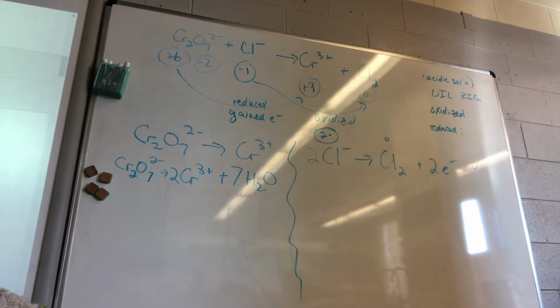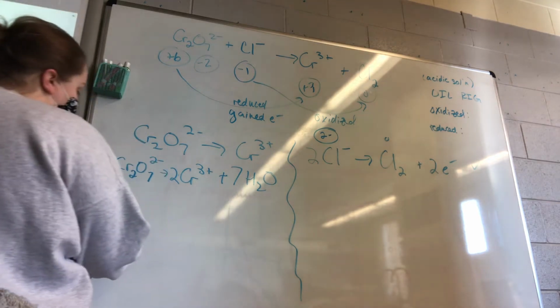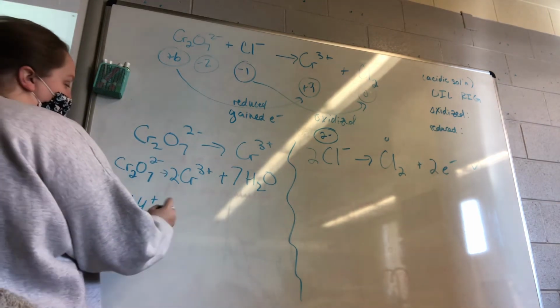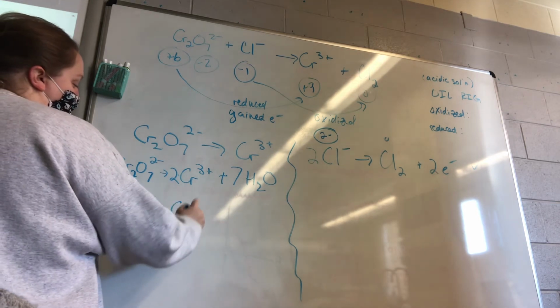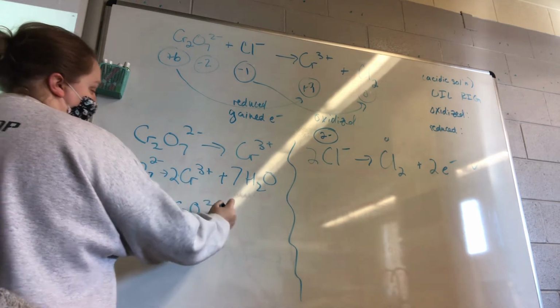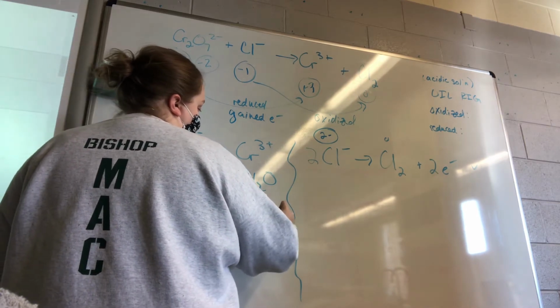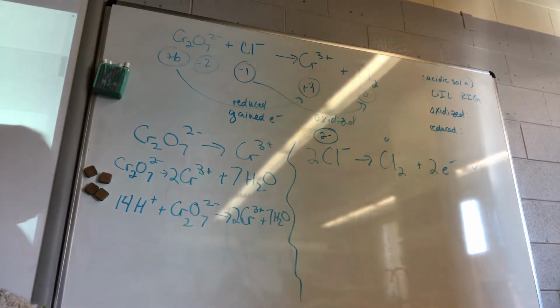What do we do next? Add hydrogens to the left side. Remember that they are positively charged. So we're going to add 14 hydrogen positives. Here's where I'm at.